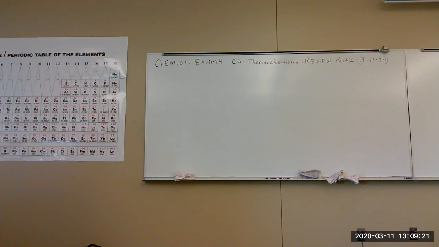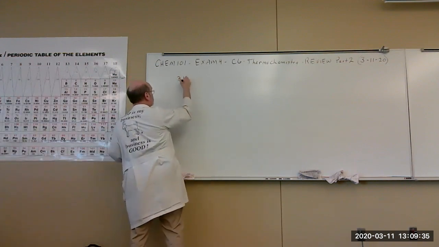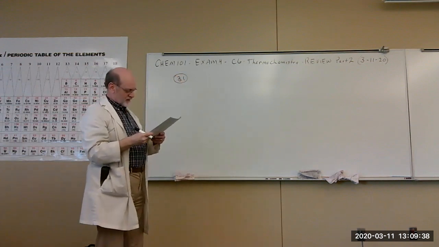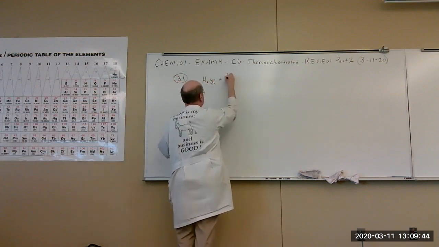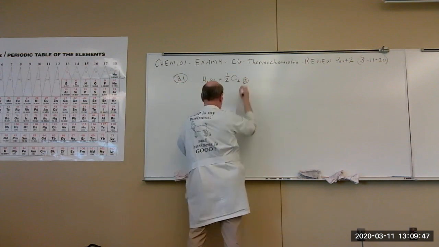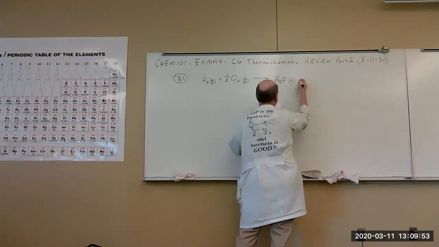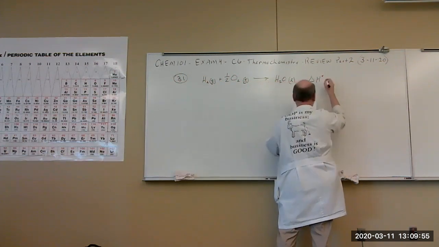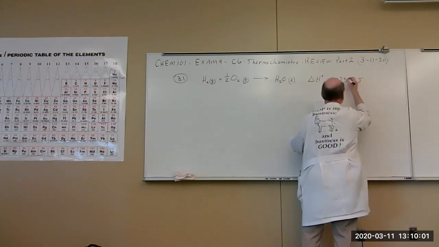31, let's see what's that. 31 should take just a couple minutes. And it's good to do these types of problems that don't require calculation. They require you to think. So consider this reaction. Hydrogen gas plus oxygen gas yields H2O. And the delta H, the enthalpy for that one, is minus 286 kilojoules.